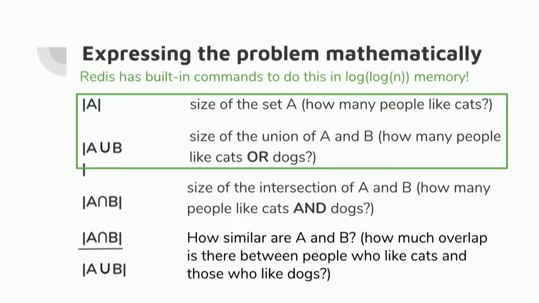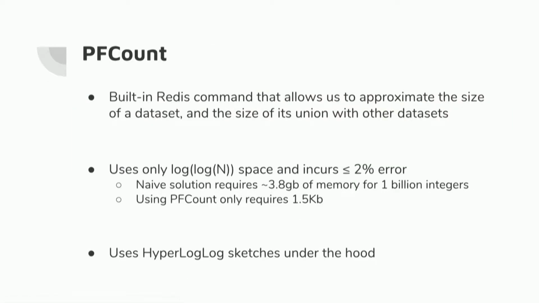So what we can do here is use this command called PFCount. And remember the idea of sketching? It uses sketches under the hood. It specifically uses something called the HyperLogLog sketch. And the sketch has some really good properties. To approximate something, you only need space on the order of log of that thing that you're trying to approximate.